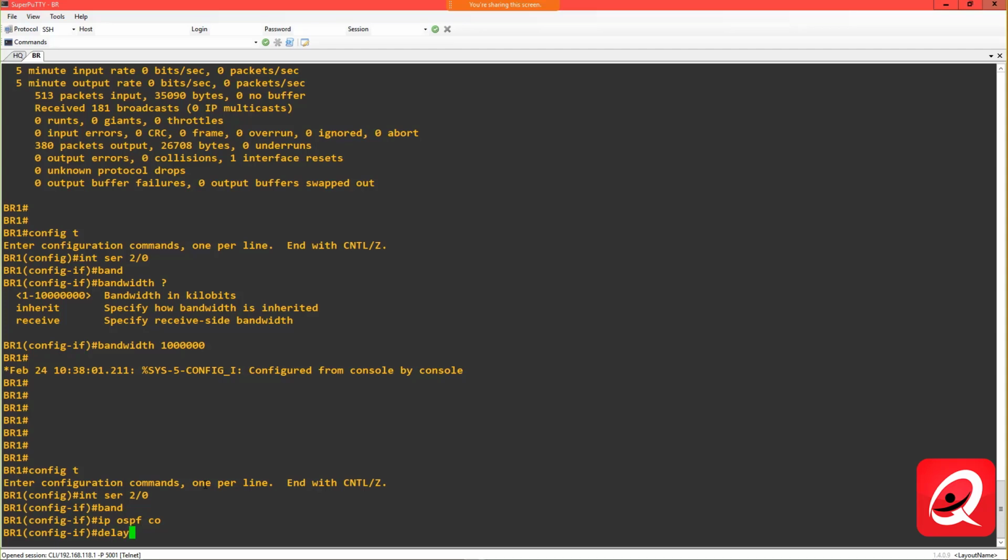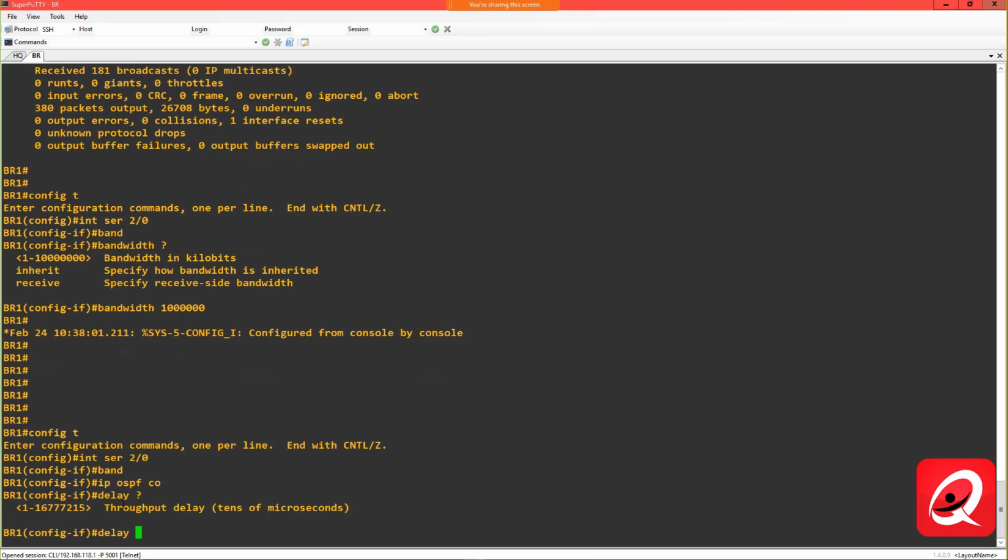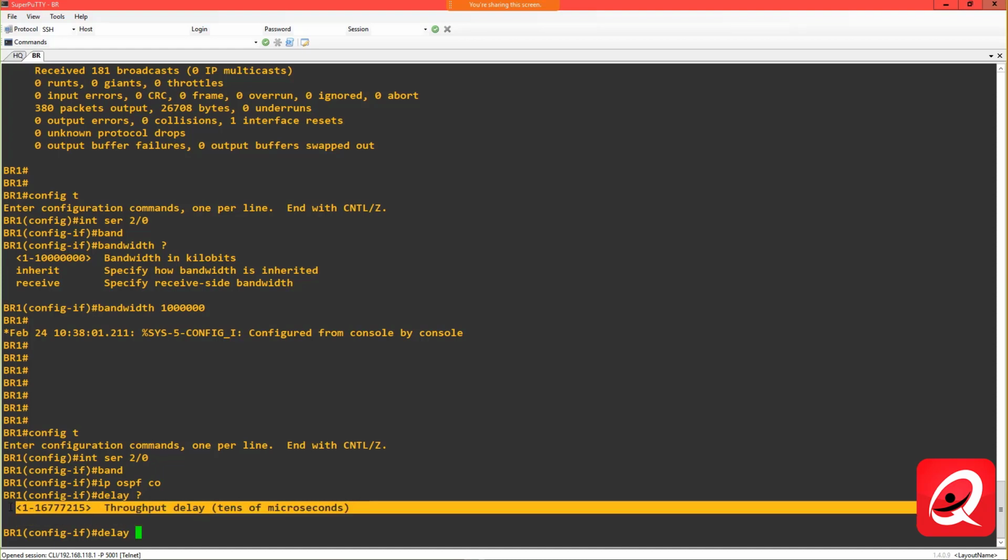I can change the delay value as well, but let me show you something here. It's kind of annoying. Actually, this is probably more appropriate, right? Because the metric in the formula is in tens of microseconds, and when you set the delay on an interface, it's also in tens of microseconds. All right. Well, that's a good thing, but when you go do a show interface, the output shows in microseconds.